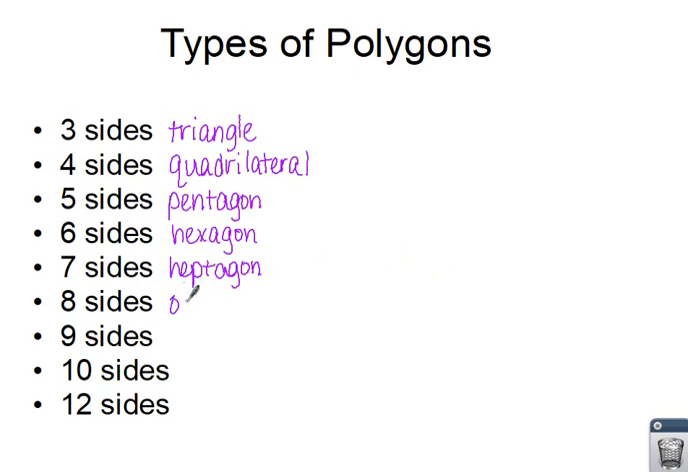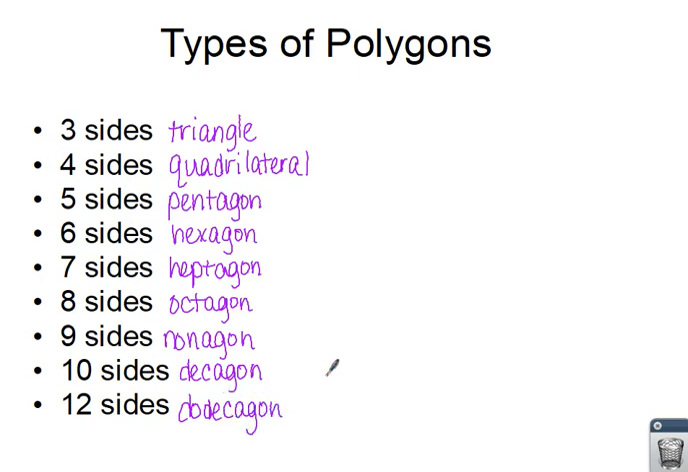8 sides, you should know from driver's ed, because you have to stop at these every time you get a chance. 9 sides, not sure if you've heard that one before, but it's called a nonagon. 10 sides is a decagon. And then 12 sides is a dodecagon. Those I assume that you know what those are.